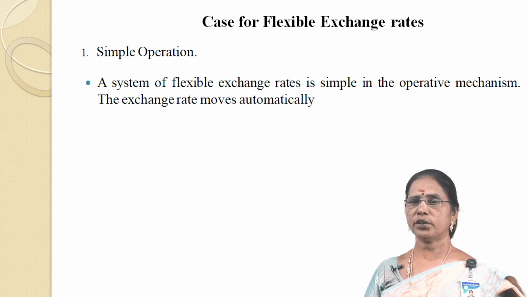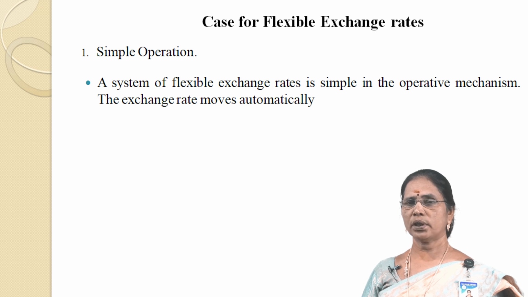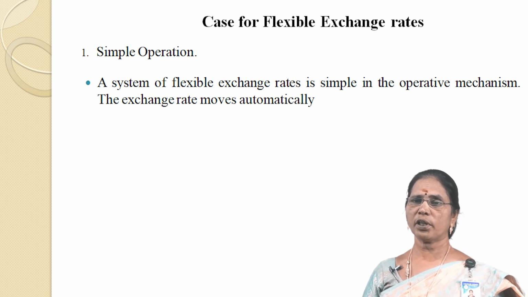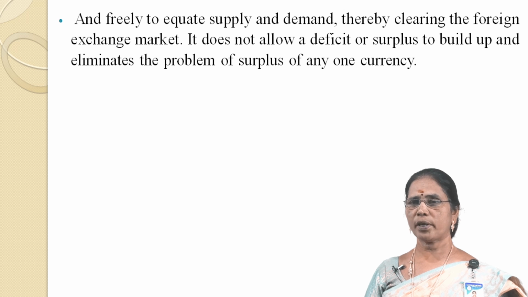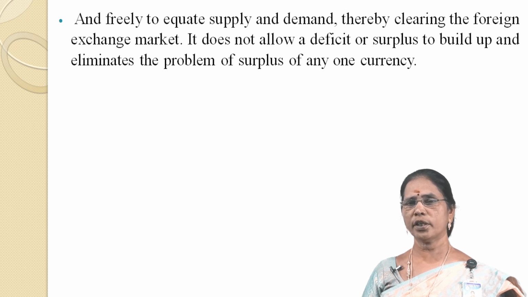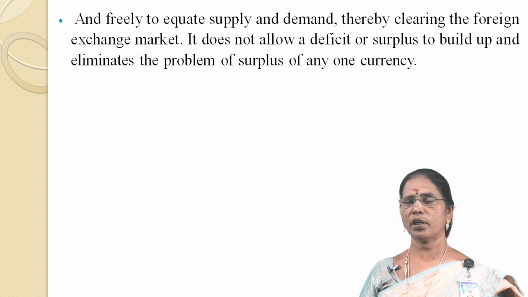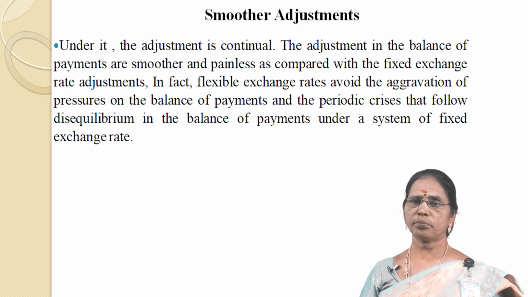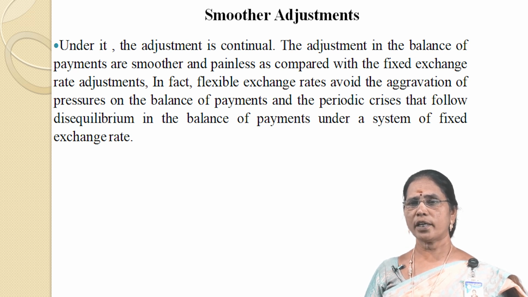Case for flexible exchange rates. Here we have to see simple operation. A system of flexible exchange rates is simple in its operative mechanism. The exchange rate moves automatically and freely to equate supply and demand, thereby clearing the foreign exchange market. It does not allow a deficit or surplus to build up and eliminates the problem of surplus of any one currency. Smoother adjustment. Under it, the adjustment is continual. The adjustments in the balance of payments are smoother and painless as compared with the fixed exchange rate adjustment.